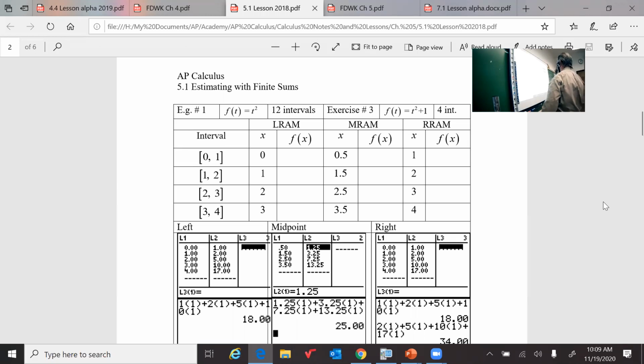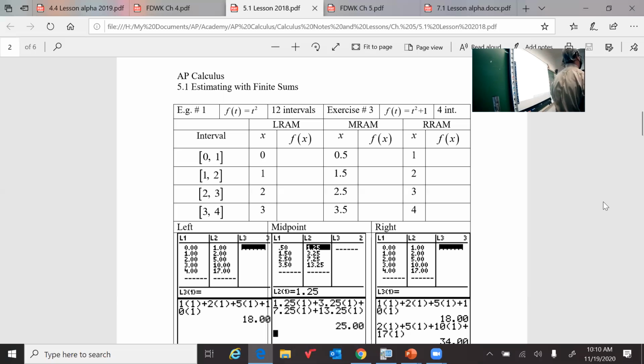So I went to the calculator and said, okay, for LRAM we put 0 through 3. I wouldn't count the last one. So it should be 0, 1, 2, and 3. Here's the output, and you square it and add 1 to it. So the approximate area would be 18. For MRAM, you put the midpoints in there, square them and add 1, and the approximate area is 25. For RRAM, the 0 is no good. I put 1, 2, 3, and 4 in there, and you get 34.